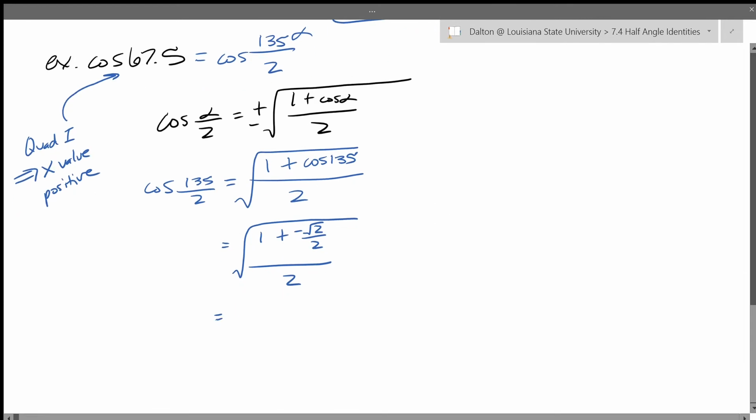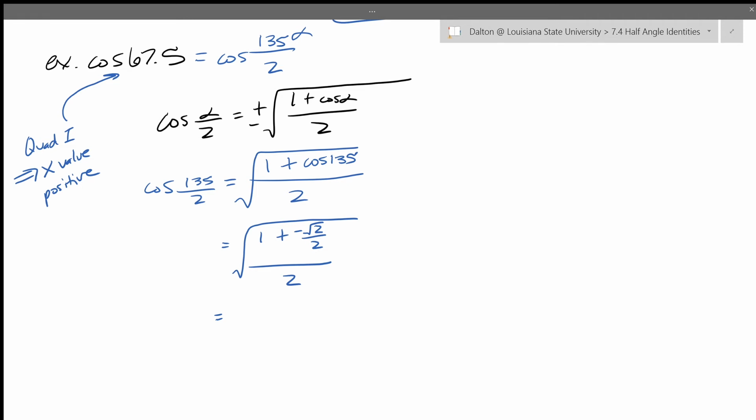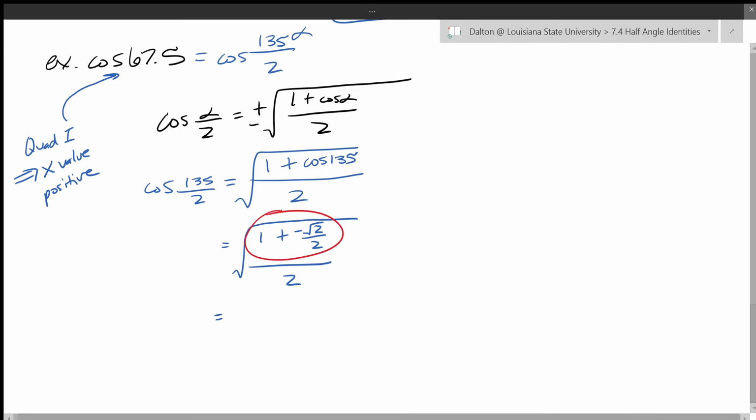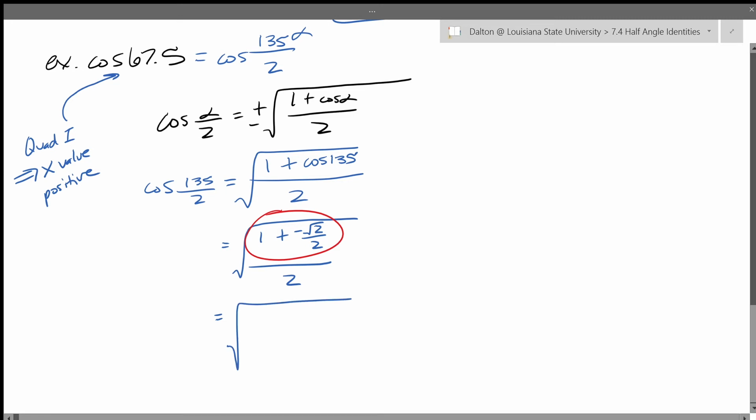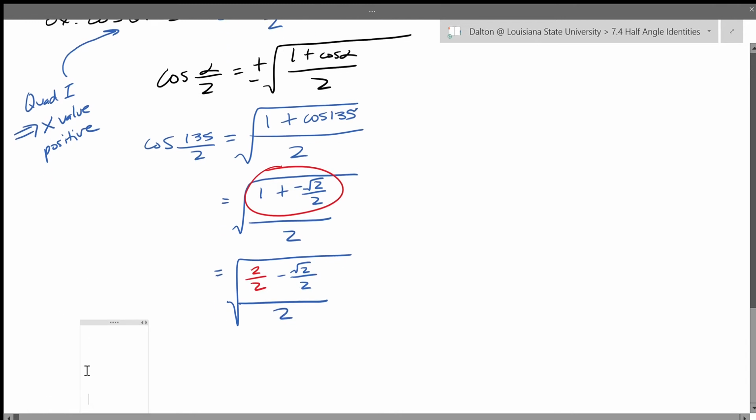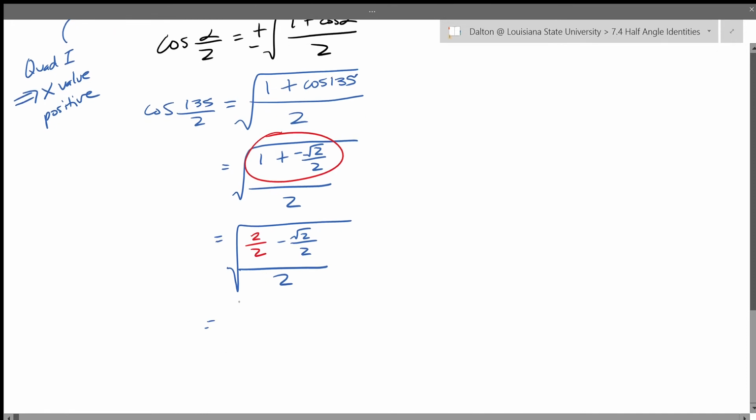And then similar to the last problem, in this main numerator, I want to be able to add, or technically subtract, those fractions. So I'm going to rewrite the number 1 to have the same denominator. I'm going to write it as 2 over 2. That way I have minus square root of 2 over 2, and now both of these have a common denominator of 2, which will allow me to subtract them. So when I do that, I get 2 minus square root of 2 all over 2. And then that is all over this 2.